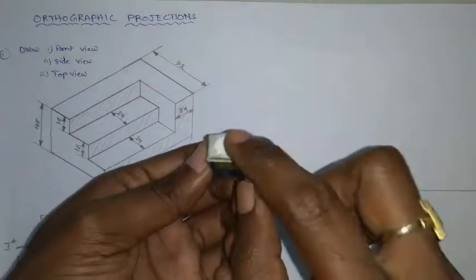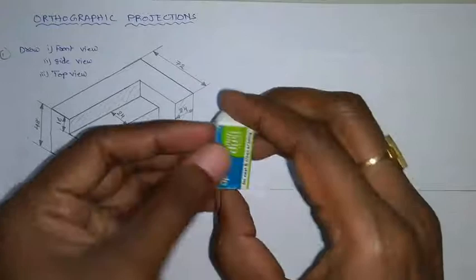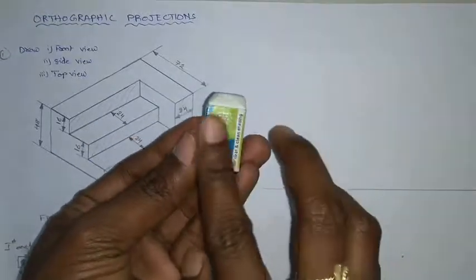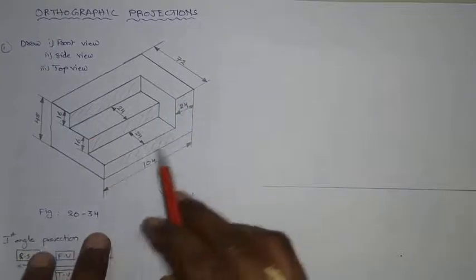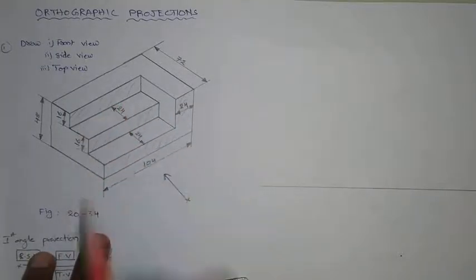You cannot see the top, you cannot see the left, or you cannot see the right. Only the front view will be visible. In the same manner here also, this portion, this portion and this portion are visible for you.